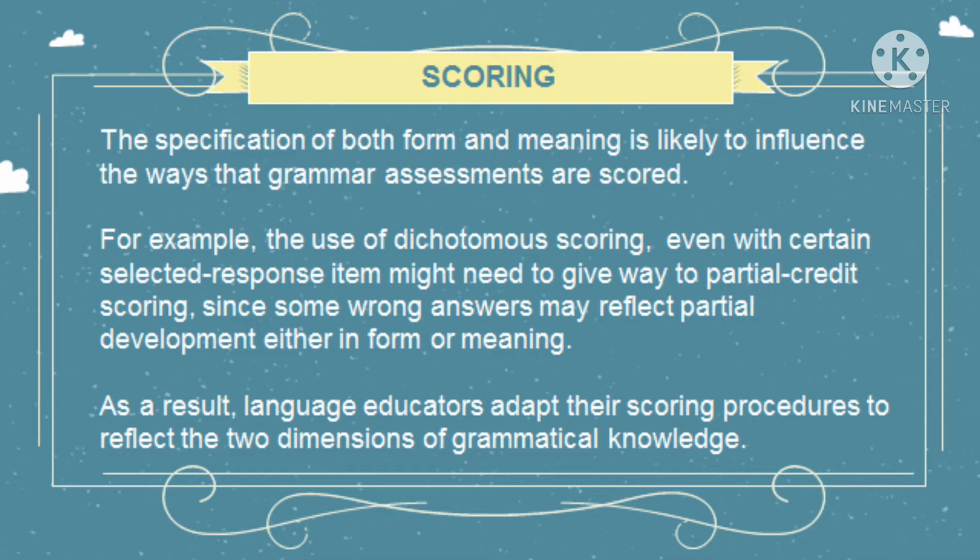For example, the use of dichotomous scoring, even with certain selected response items, might need to give way to partial credit scoring, since some wrong answers may reflect partial development either in form or meaning. The teacher provides aid on the aspect he or she needs to correct based on the partial score being noted, and enhances the part where the student shows development, either from form or meaning itself.